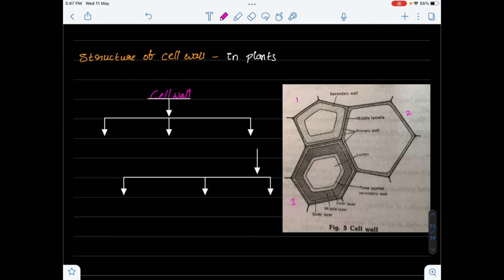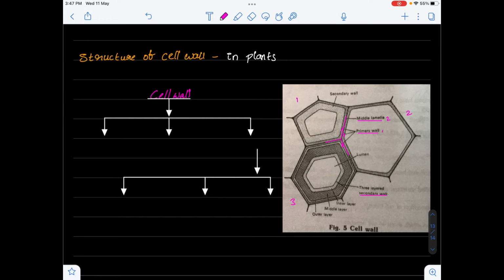Actually, the plant cell wall consists of three layers. This is the primary wall of cell 1, cell 2 and cell 3. In between all these cells a middle cementing layer is present. This is called the middle lamella, and there is a three-layered wall present in the cell wall of plant cells.